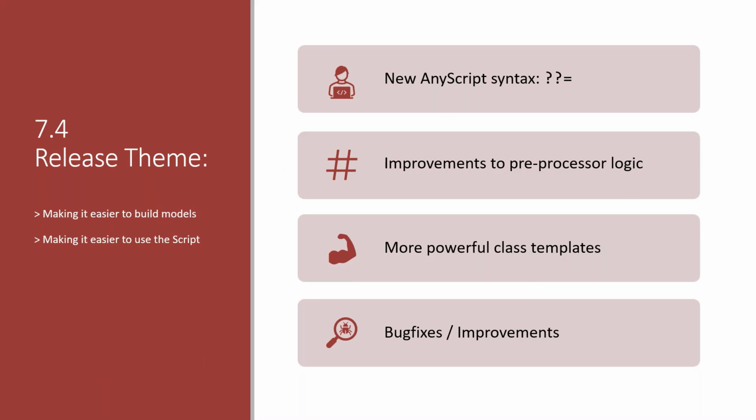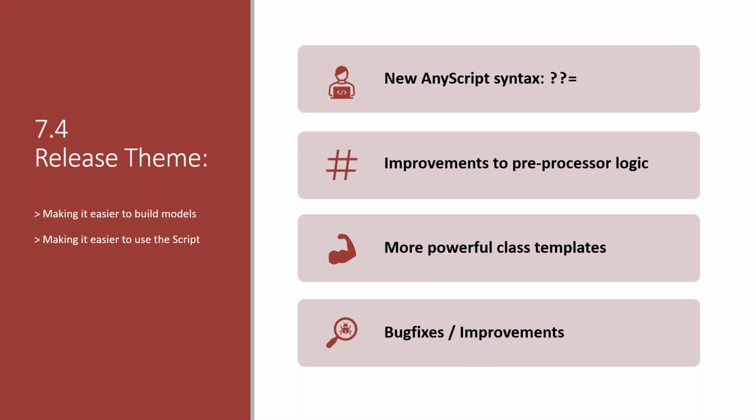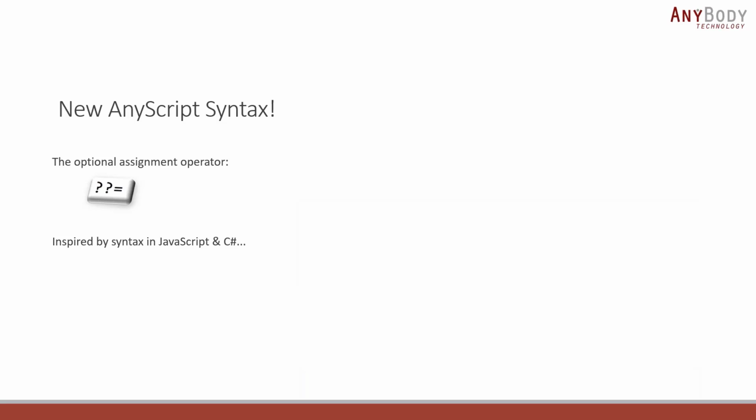The theme of the new features in 7.4 are, I would say, all about making it easier for users to build models and making it easier to use the scripts. So you might say that it's targeted a bit more at advanced users. We have a new AnyScript syntax, which looks maybe a bit odd, but I'll tell you about that in a minute. We also have some improvements to the preprocessor logic in AnyBody, more powerful class templates, and then of course some general improvements and also bug fixes.